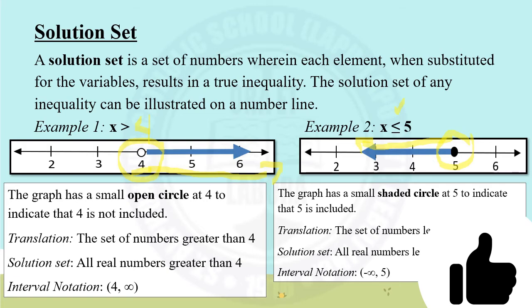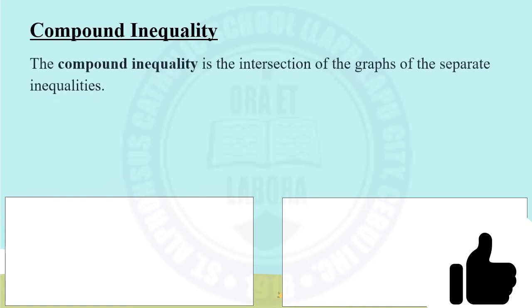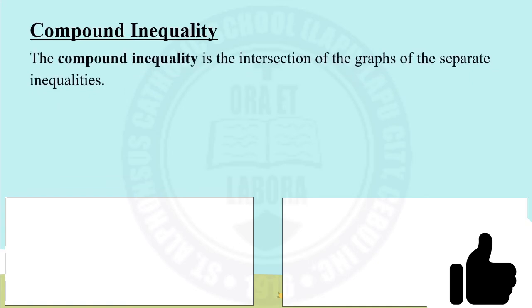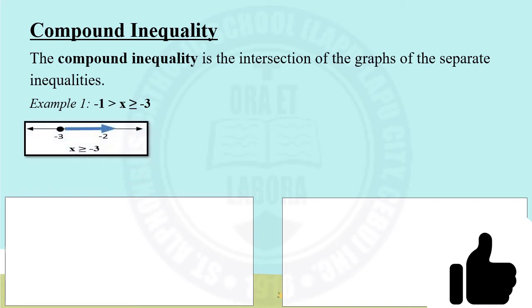Now this time, let's learn how to graph compound inequalities. When we say compound inequality, it is the intersection of the graphs of the separate inequalities. So it's like combining two graphs of linear inequalities. For example, we have here negative 1 is greater than x and x is greater than or equal to negative 3. Or it can be read as x is less than negative 1 but greater than or equal to negative 3.